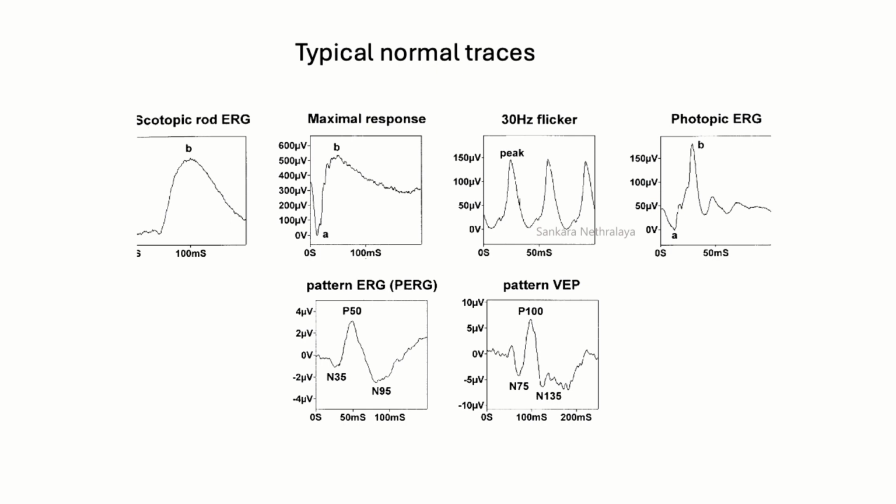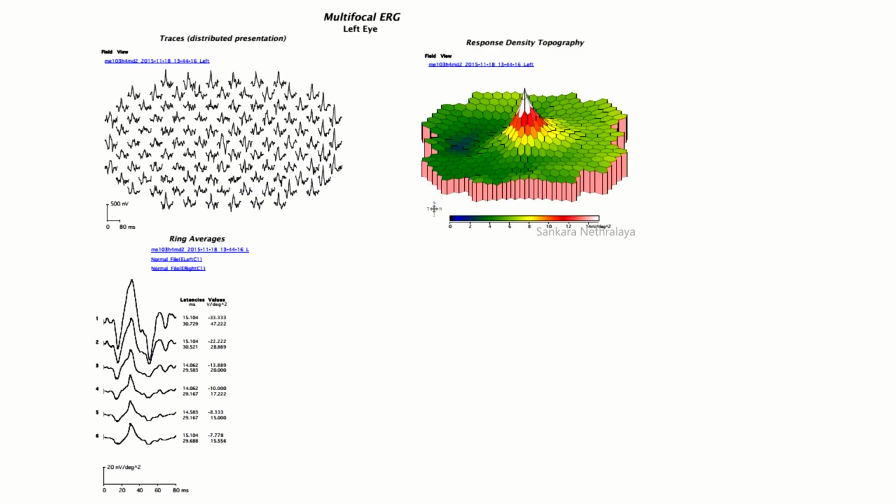And the pattern ERG is coming from ganglion cells, where we said the P50 is coming from the preganglionic input and N95 is the postganglionic output. And some people say P50 represents maybe more of macular plus ganglion cell function, while N95 represents only ganglion cell function. Okay. Multifocal ERG, this is how it is shown.